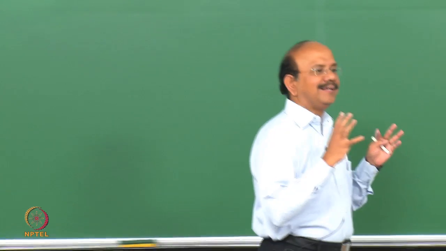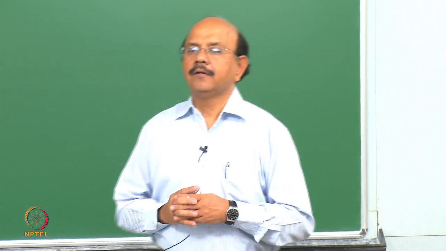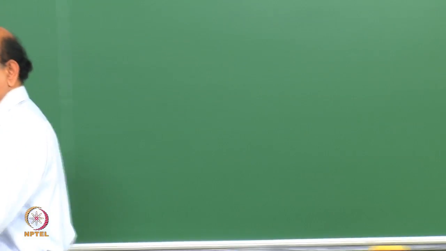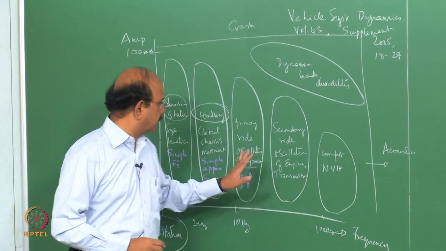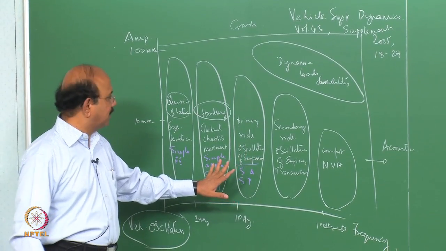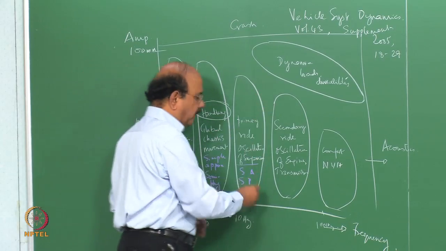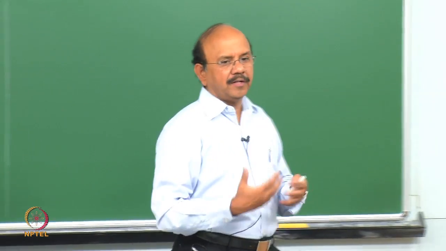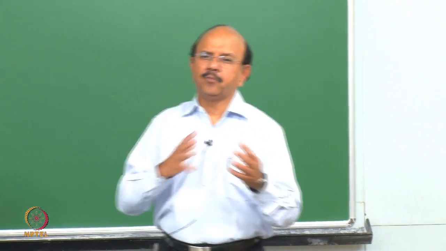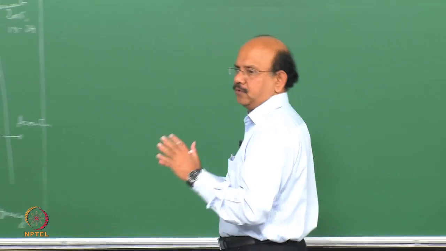We are looking at ride. Ride usually is divided into two categories. One is what is called the primary ride, and the other is what is called secondary ride, purely in terms of the frequencies. The lower frequencies at 10, 12 hertz, you would call this a primary ride. People vary when they define what exactly is the primary ride, what exactly is the frequency and so on.